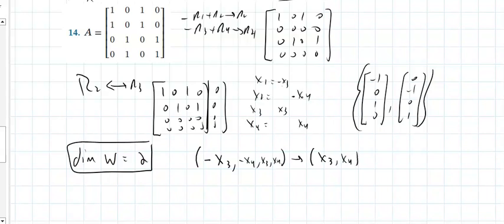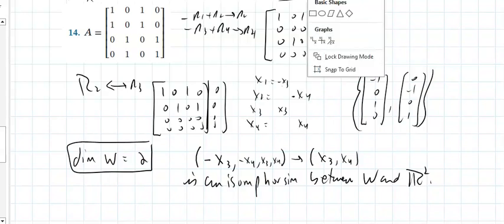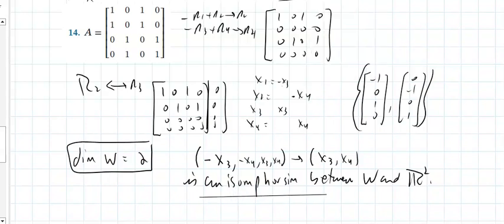You could use C and T if you wish. We say this is an isomorphism between W and R2. And that's all we're going to do. We're going to stop right here.